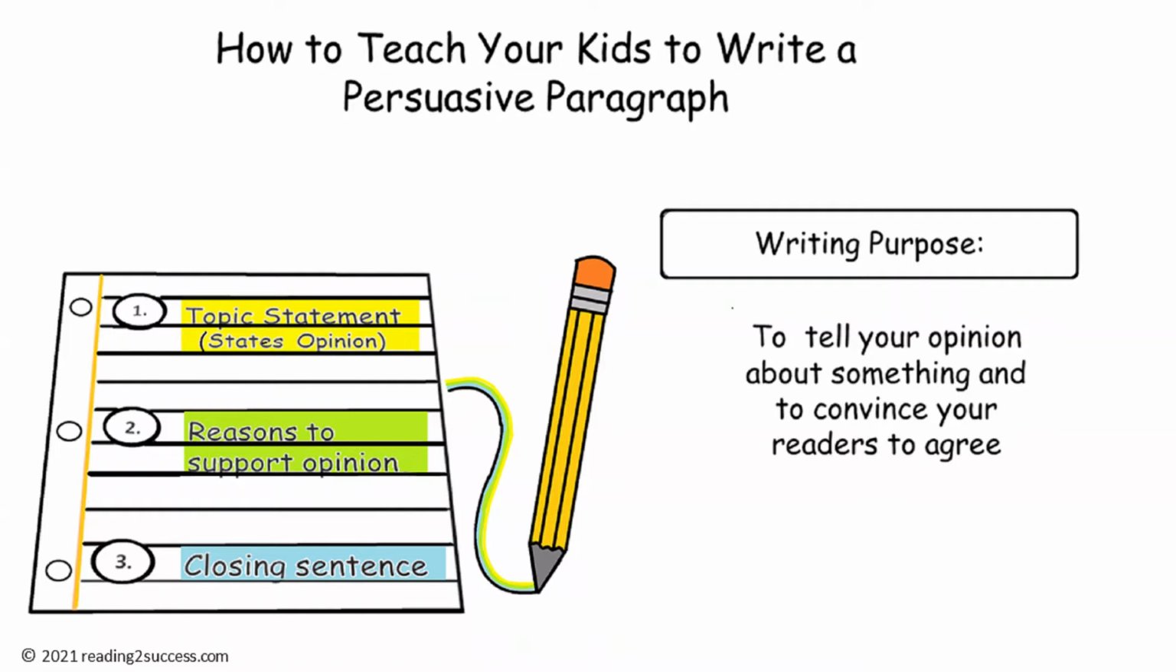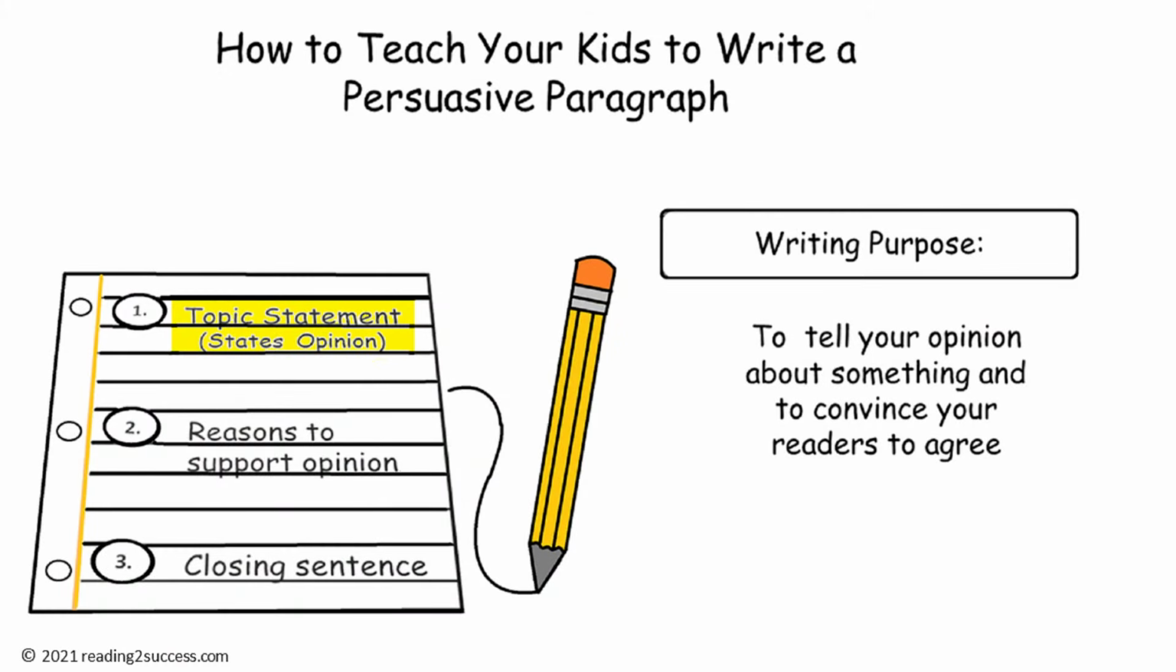Begin by explaining to kids the purpose of writing a persuasive paragraph. It is to tell your opinion about something and to convince your readers to agree. Remind kids that they are the writer, and their persuasive paragraph will consist of 3 things. Their topic statement, and it states their opinion, what they believe. The second part is to explain the reasons that they believe and support their opinion. And the third is a closing sentence.